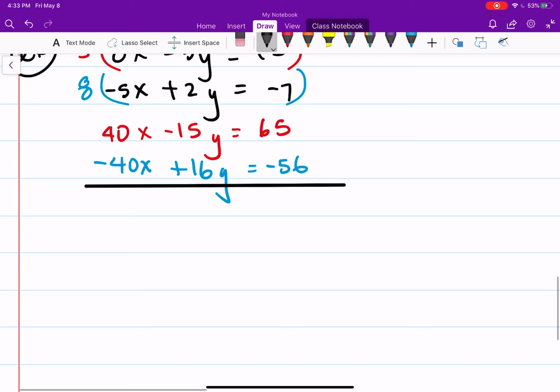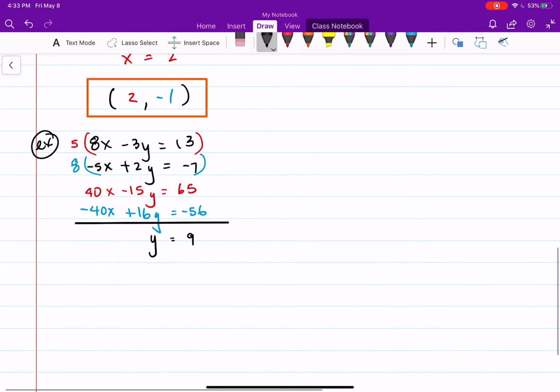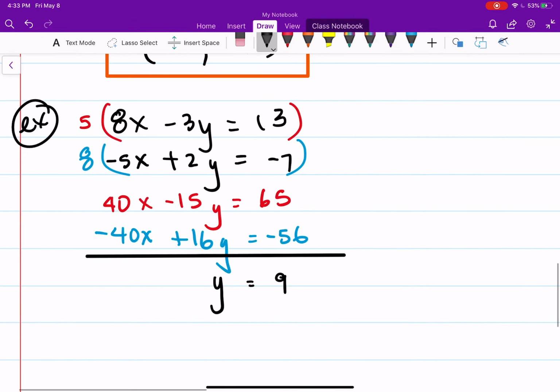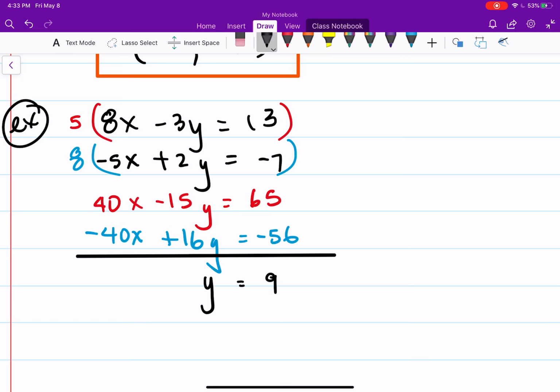All right, so when I add these together, what do I have? y is equal to 9. Okay, so now I've got my y value equal to 9. All I have to do is take one of the original equations and plug y into it. Let's take the top one, why not? 8x minus 3y equals 13, and the y is 9.